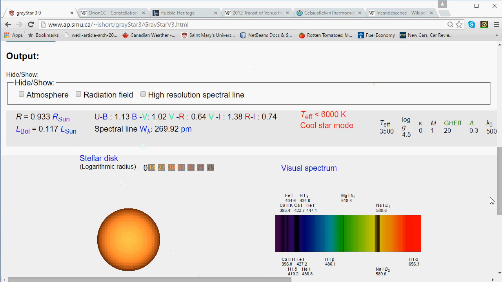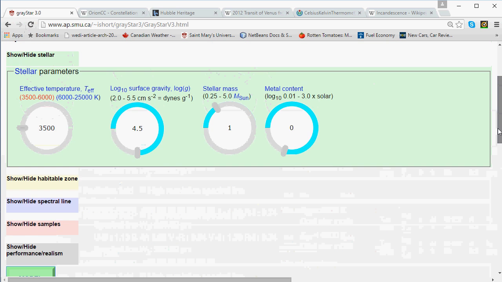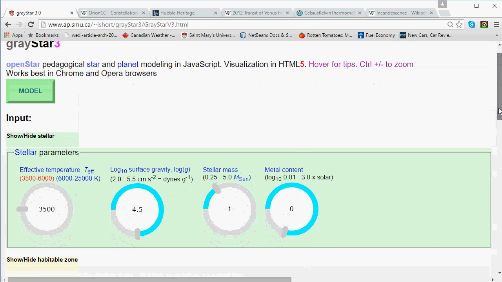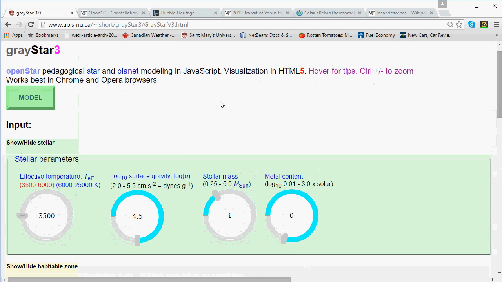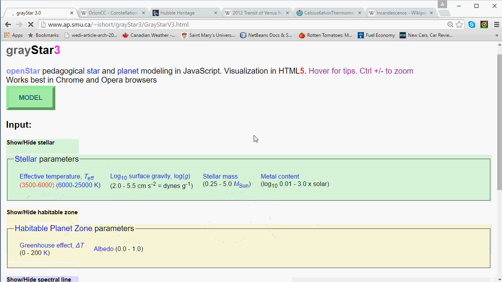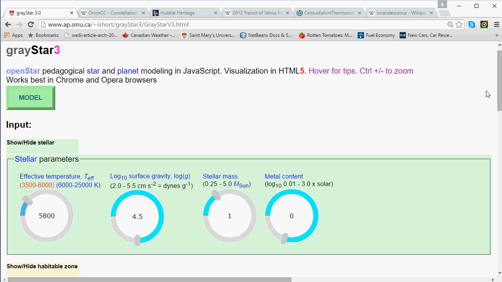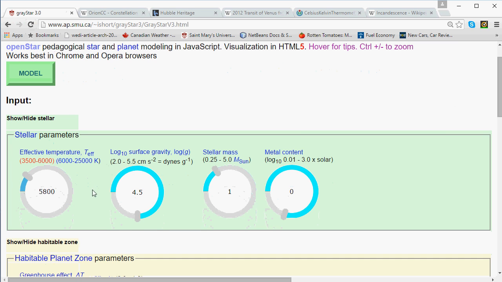So let's go back to gray star 3 here, and let's go the other way. Let's now try turning the temperature up from that of the Sun and see what happens. First of all, I'm down here at 3,500 Kelvin still. I want to be careful about this and go back to my reference object, the Sun, before I do anything else. So what am I going to do? I'm going to go up here to the escape hatch and hit the reload button. And when gray star 3 reloads, all these parameters, including the effective temperature, go back to those for the Sun.